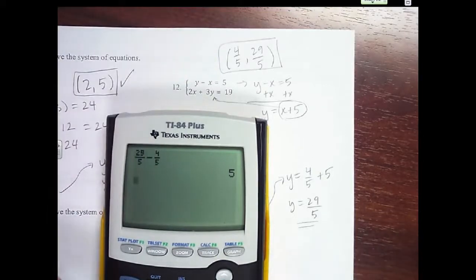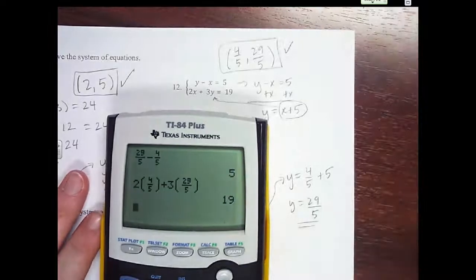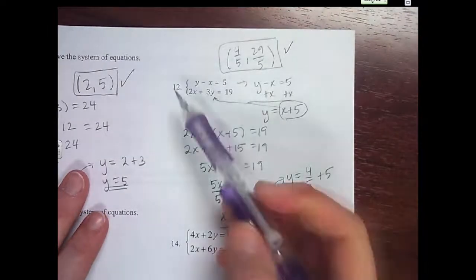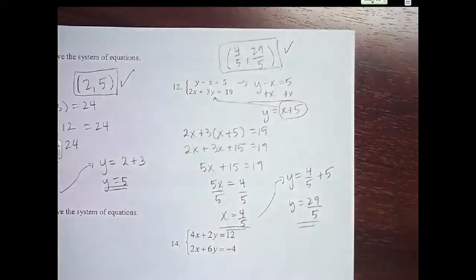Let's check the second one. 2 times the x plus 3 times the y, and that one works. Okay, so on your test, make sure you plug back in your answers. Even though I got a weird answer here, I put it back in and it works. Okay, so that ensures that you got this correct.